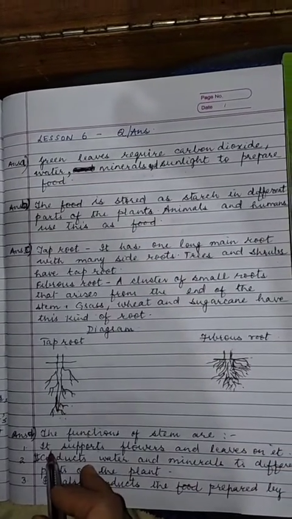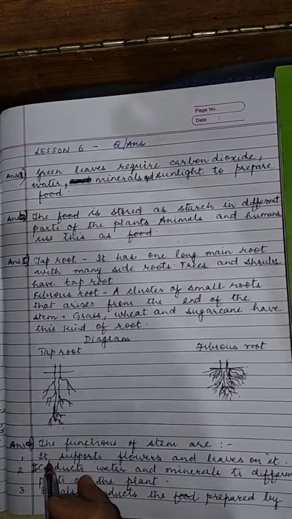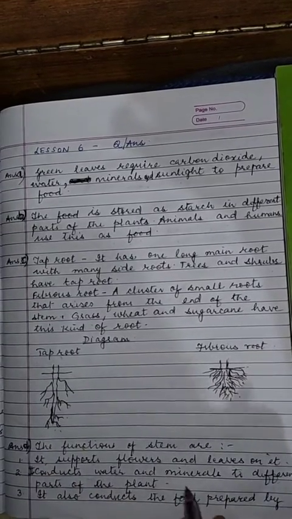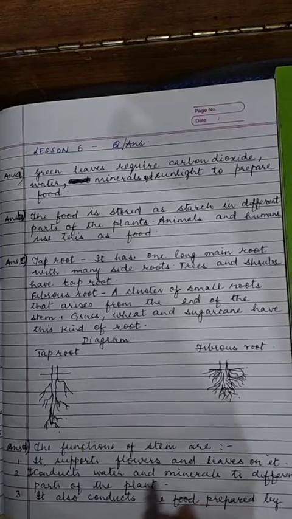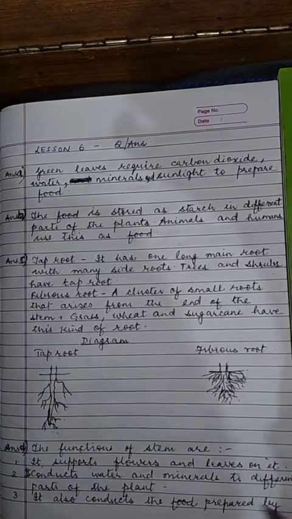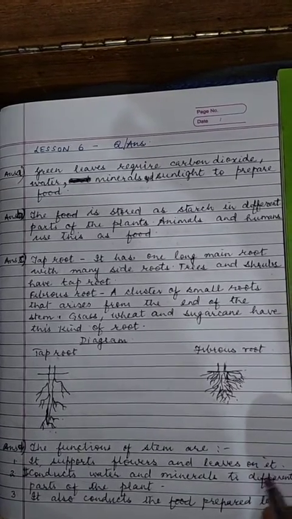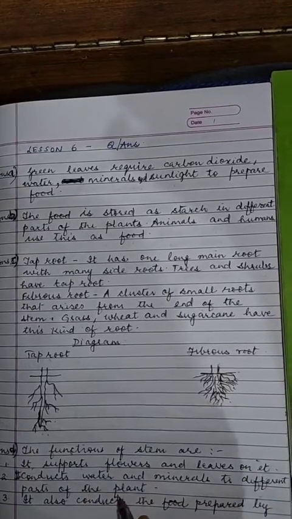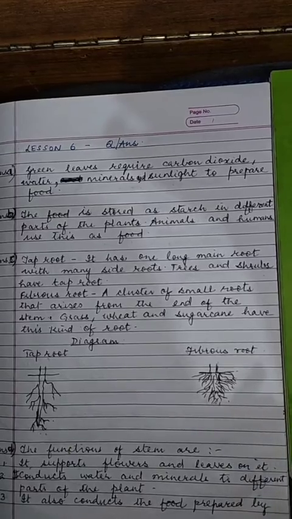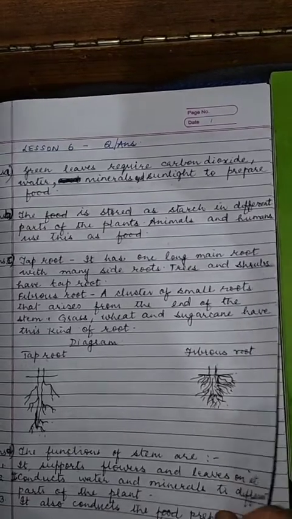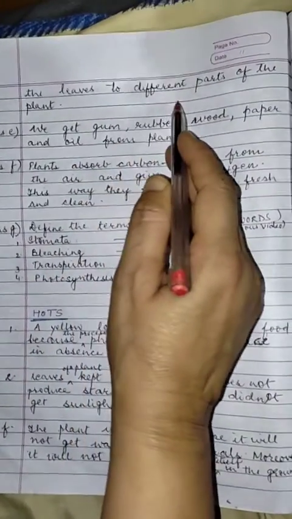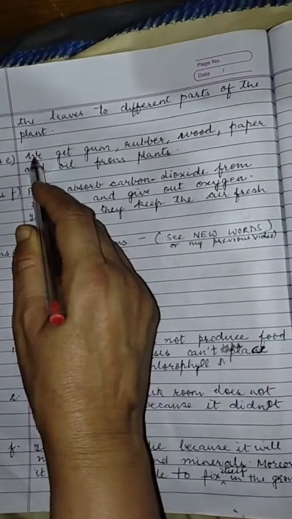Now, what is the next question? What is the function of the stem? The functions of the stem are it supports flowers and leaves on it. It conducts water and minerals to different parts of the plant. It also conducts the food prepared by the leaves to different parts of the plants.